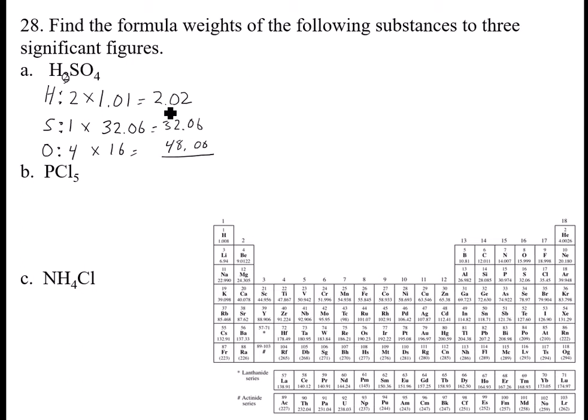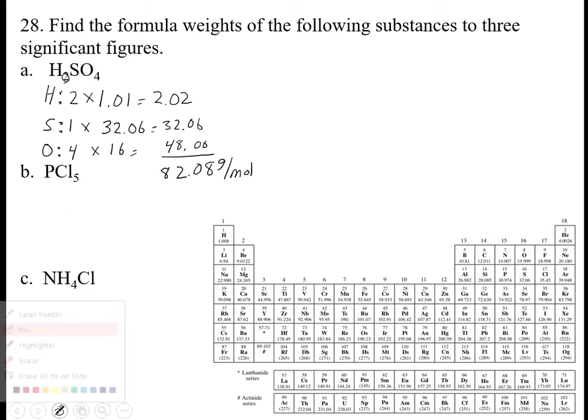So 2.02 plus 32.06 plus 48.00 is going to be, I don't have a calculator in front of me, 0.08, that's 10, 12, and 82.02. Okay, and we haven't gotten to this yet, but the units that we're going to be using are grams per mole.